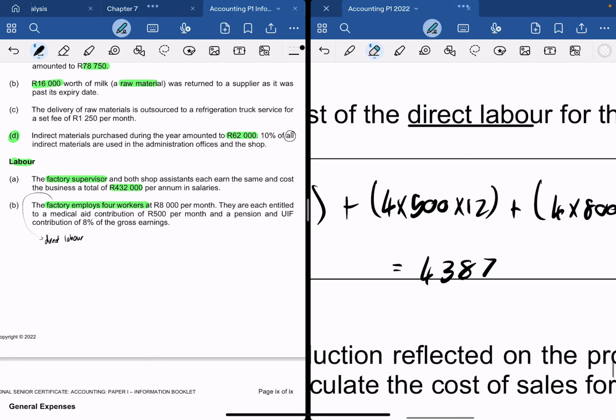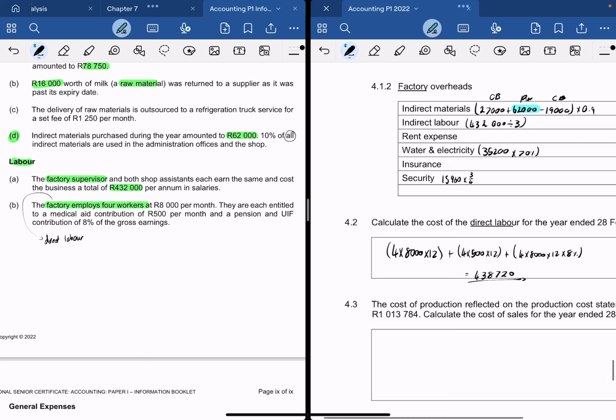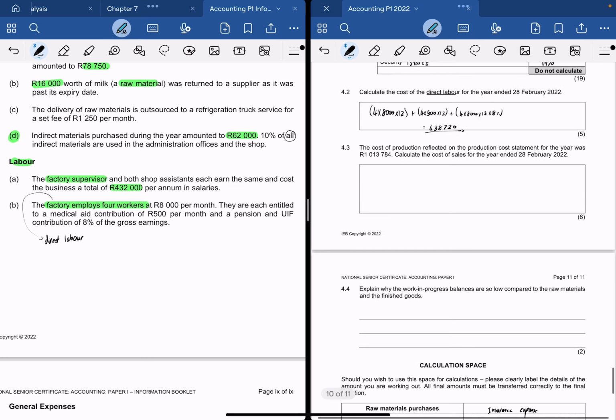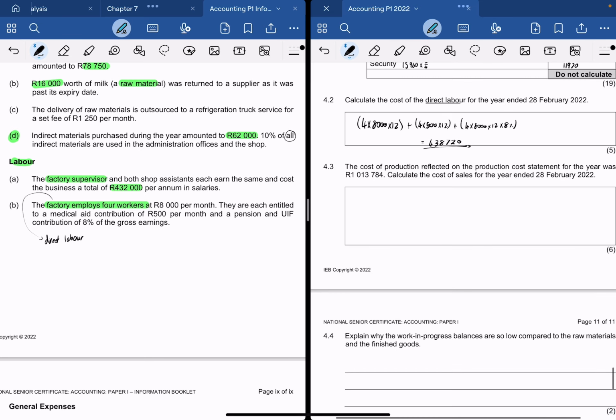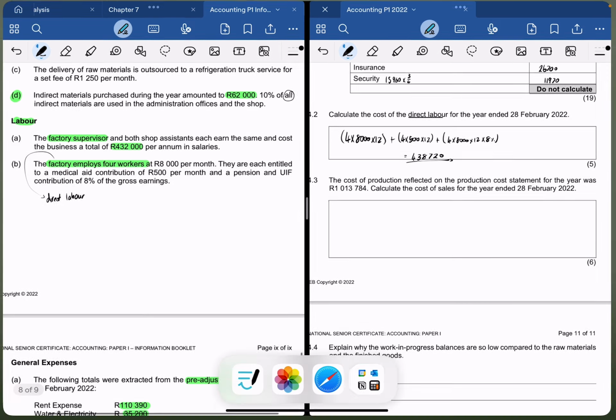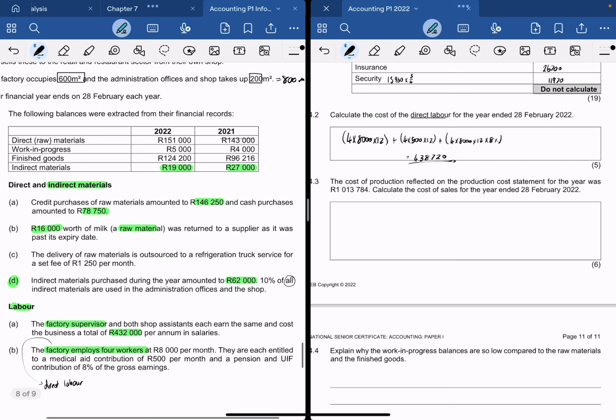438,720 is our direct labor cost. Not too bad, I think. Now, this question is maybe a bit tricky, but still not impossible. The cost of production affected on the production cost statement for the year was 1,013,784. Calculate the cost of sales for the year ended 28 Feb 2022.